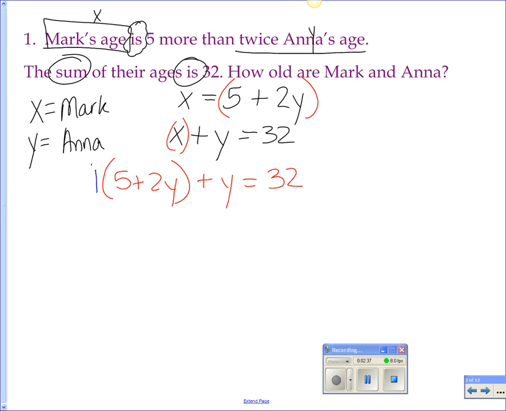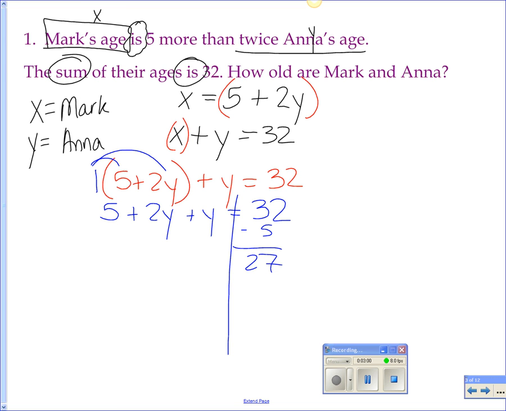A 1, but when you multiply by 1, what's 1 times 5? What's 1 times 2? So it doesn't change anything. So that step is optional. What number moves to the other side? Good. And I subtract it, which gives me 27.